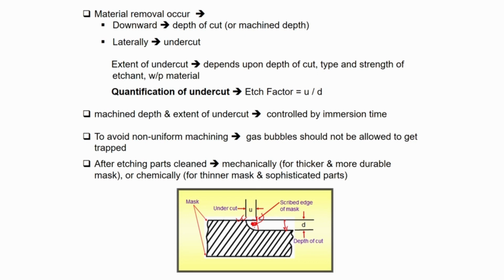The extent of undercut depends upon the depth of cut, the type and strength of the etchant, and the workpiece material. For certain workpiece materials the undercut is more, and if you increase the depth of cut, obviously your undercut will be more. The undercut also depends on the type and strength of the etchant. So how do we quantify this undercut? Undercut is quantified by the H factor.